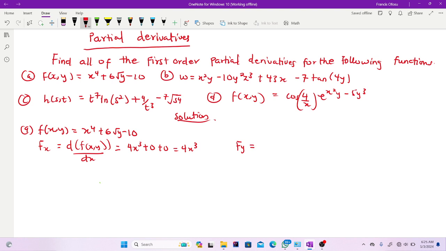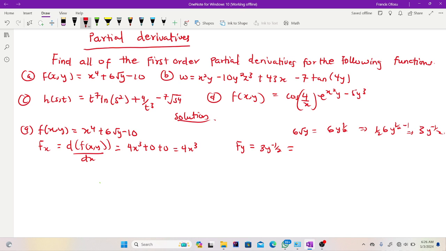With respect to y, I'm getting the expression x to the power 4 is 0. 6 root y, what is 6 root y? Whenever you have 6 root y, this is the same as 6 multiplying y to the power half. So to differentiate this, you multiply half by the whole expression, and that gives half multiplying 6y. Then you subtract 1 from the power, so you get one half minus 1. This is giving 3y to the power negative half, right? So my fy is simply 3y to the power negative half.